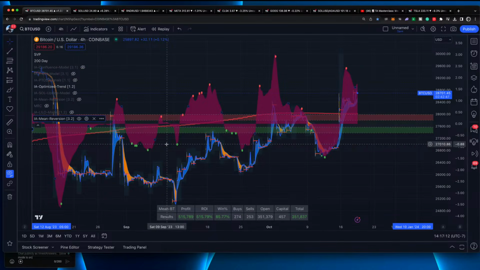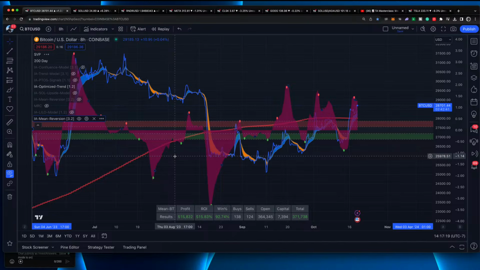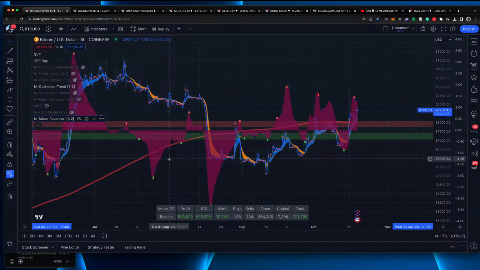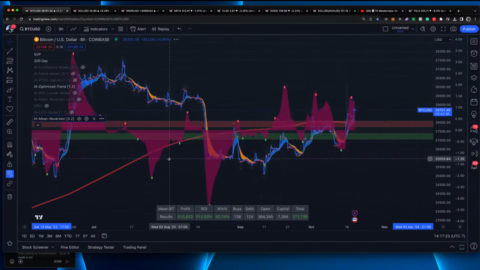But you can see, let's go back to the 4 hour and check Bitcoin. 85.77. The 4 hour is better than the daily. Let's go to the 8 hour to see if that's any different, for giggles. 92.74. Okay, that's a lot better. And so that might be the optimum one.